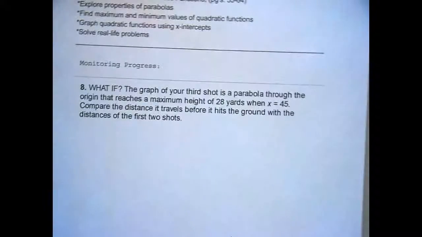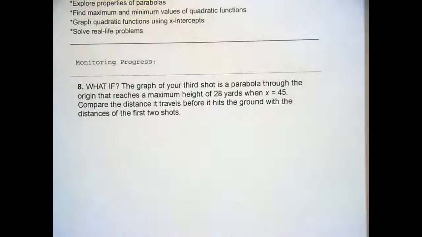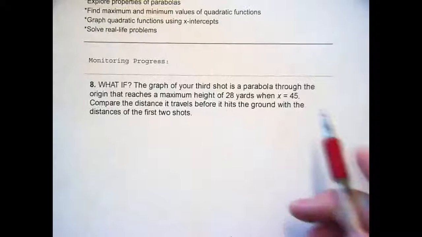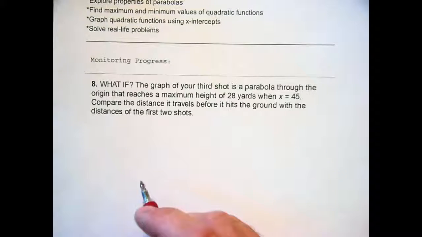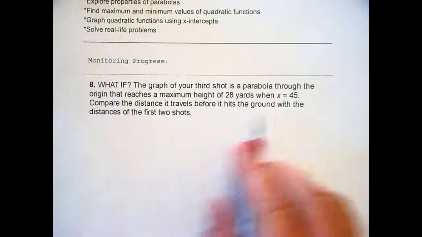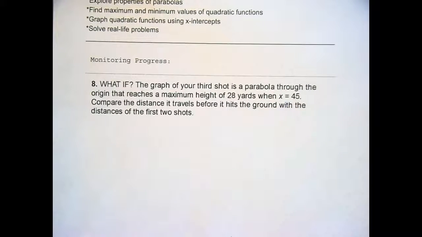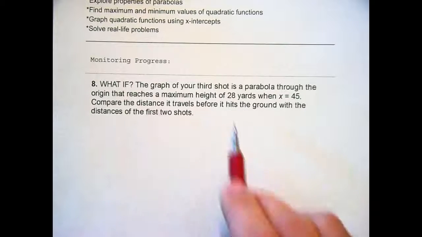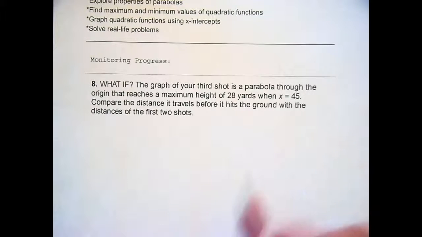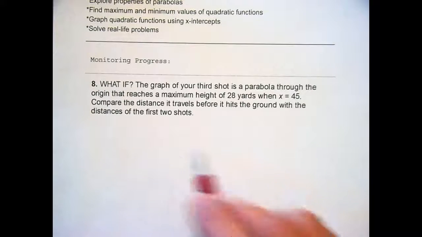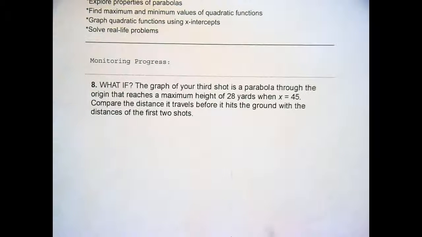Let me give you that real quick. Here's your what if. What if the graph of your third shot is a parabola through the origin that reaches its maximum height, 28 yards, when x is 45? Compare the distance it hits the ground with the distance of the first two shots. That one should not take as long. In fact, it might be done within 30 seconds. You know what you're doing there.